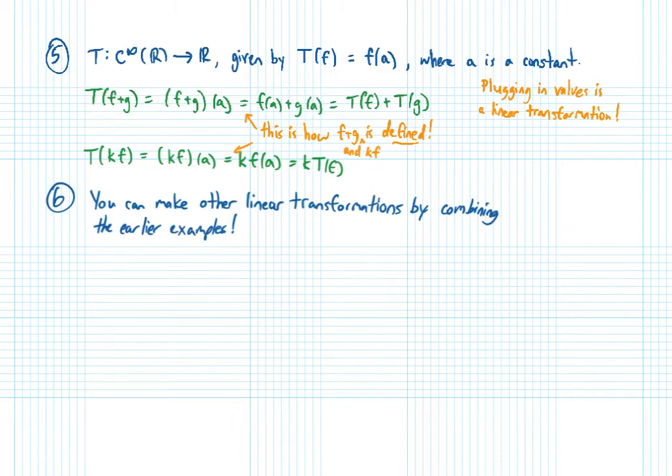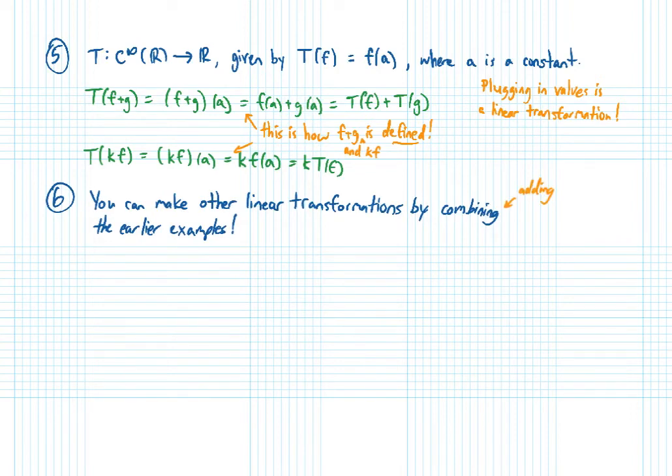So I think it's worth pointing out that the examples that I've showed you so far are really like the basic building blocks of things that you can do to functions, right? You can plug in things into functions, you can multiply functions, you can take derivatives and integrals. There really aren't that many other things that you can do with functions. And so what's kind of cool is that those really are the basic building blocks, and then using those, you can produce other linear transformations by combining them together in different ways.